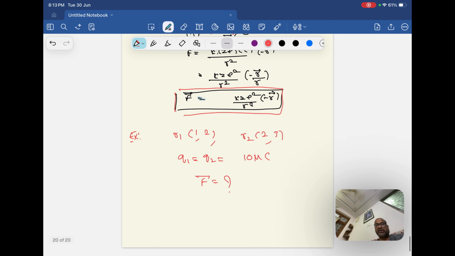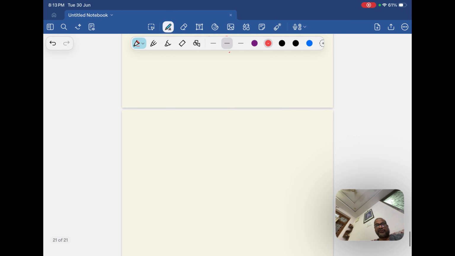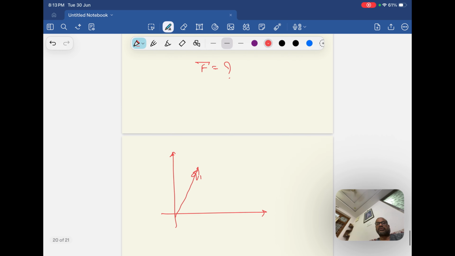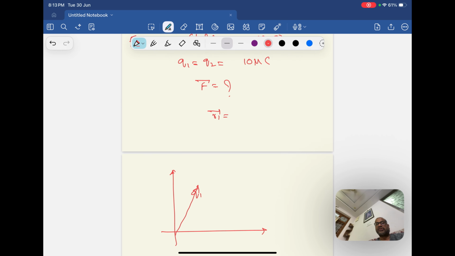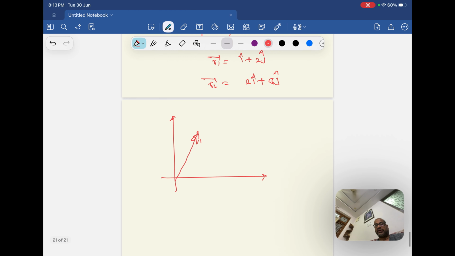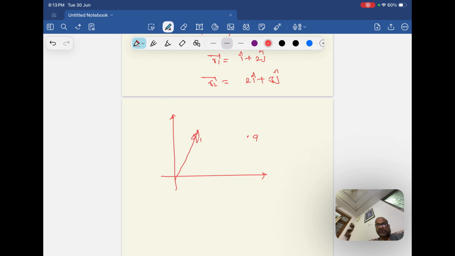So what you can do here is write this vector diagram like this. Q1 charge, its position vector is R1. How much is given for R1? The point (1, 2) in this plane, so you can write i cap plus 2j cap. And R2 bar you can write as 2i cap plus 3j cap. Now Q2 charge has position vector R2, the point (2, 3). This is R2 bar, and this is the line joining them.